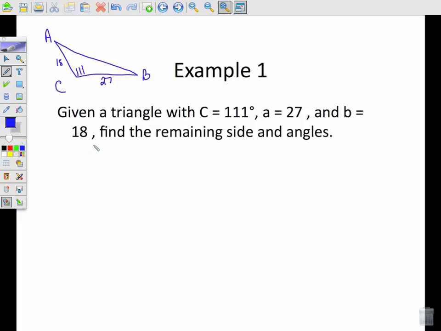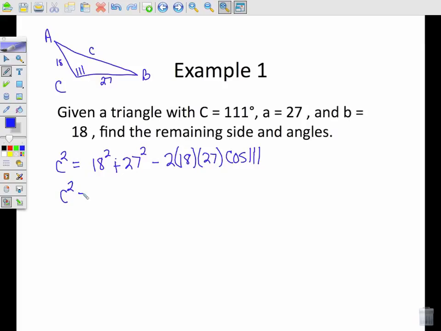All right, well, we've got a side angle side relationship. The first thing that I will need to find is little c. So we do c squared equals, and in the formula you square the other two sides, 18 squared plus 27 squared. Then it's minus 2 times both sides, 18 and 27, times the cosine of the included angle 111, the angle opposite of what we're trying to find.